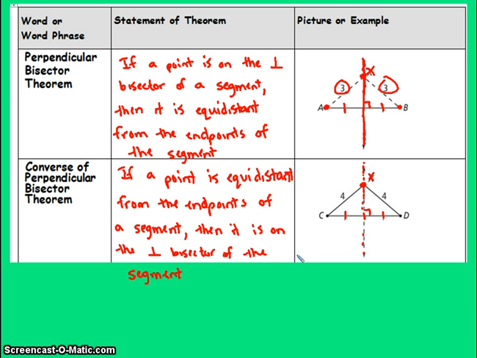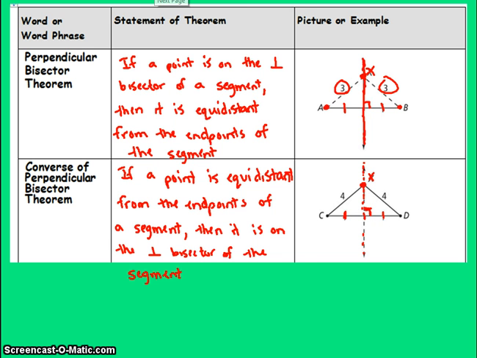So, converse of perpendicular bisector theorem, if X is equidistant from the endpoints C and D, then we can conclude that it is on the perpendicular bisector, and we can go ahead and make our right angle marks and our midpoint marks.